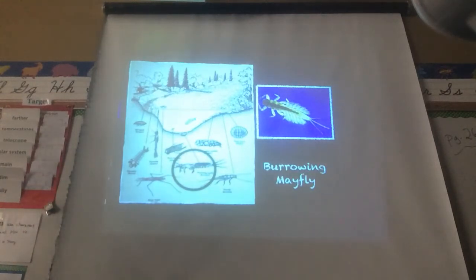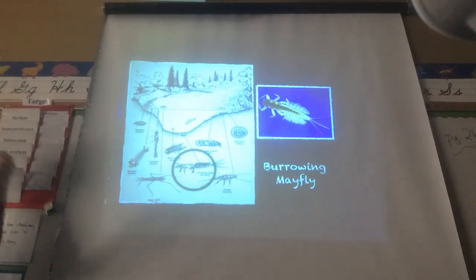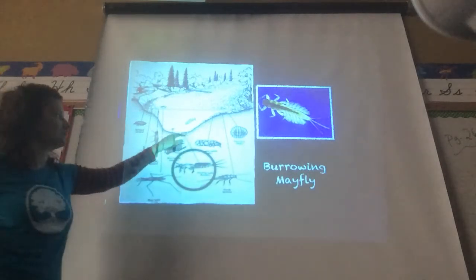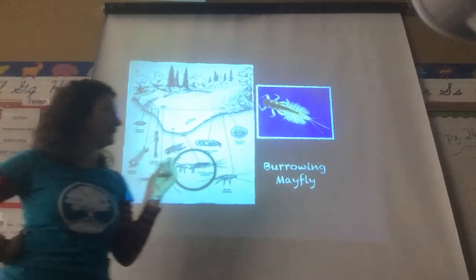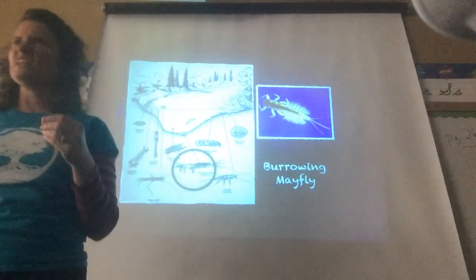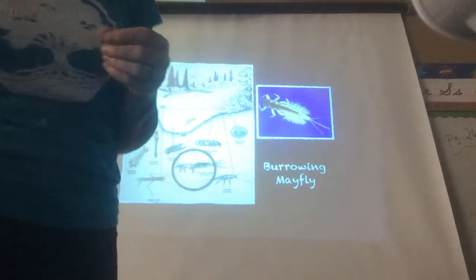Thumbs up if you agree with that theory. I absolutely agree with that theory. They do this to stay safe. Because what kind of things want to eat them? Fish. So if other things come down, they can just pop underneath them. Yeah, and so what they'll do is they'll hang out under there, and they'll eat things like algae if they can get it, or dead plants. That's what burrowing mayflies like to eat.